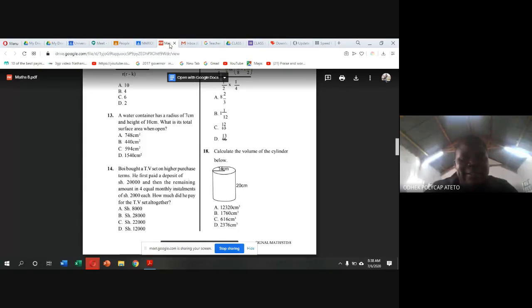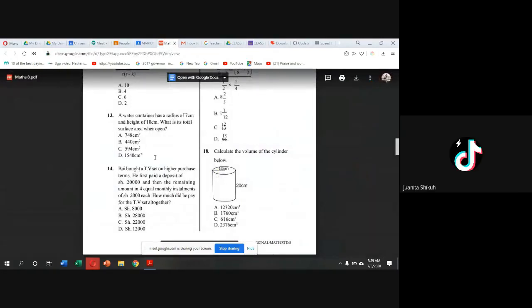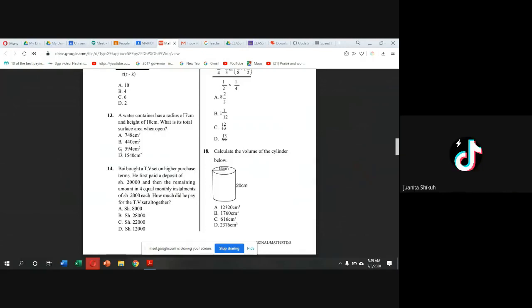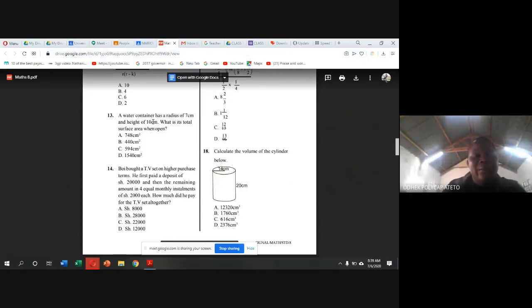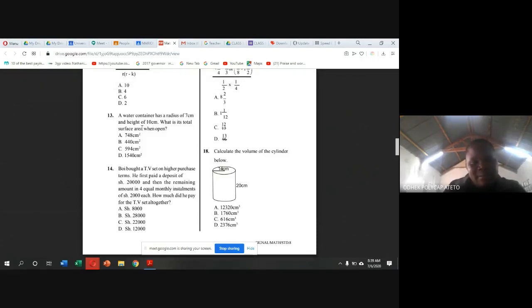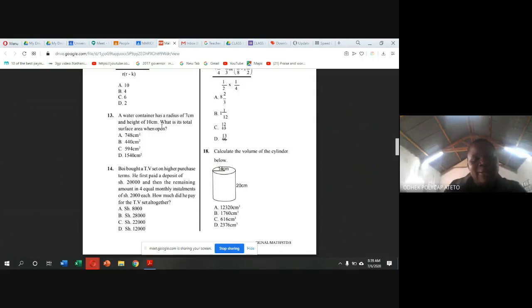A water container has a radius of 7 centimeters and a height of 10 centimeters. What is its total surface area when open? This is one of the most failed questions, surely. Okay, so can you explain it, Juanita? Yes. The formula when open is pi r squared plus pi dh. So the formula for this, an open cylinder, everybody, can you write: pi r squared plus pi dh. Everybody's writing that, please. I hope so.